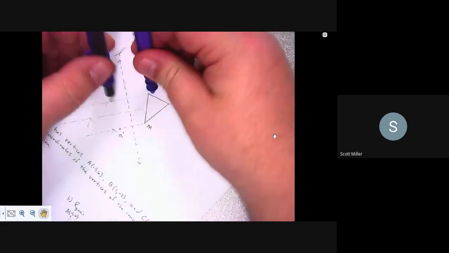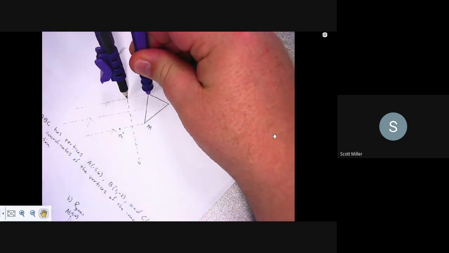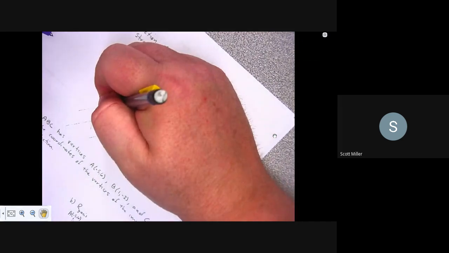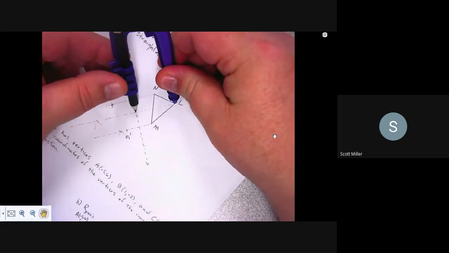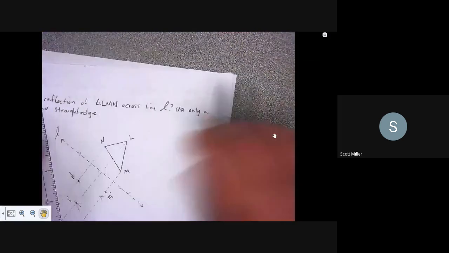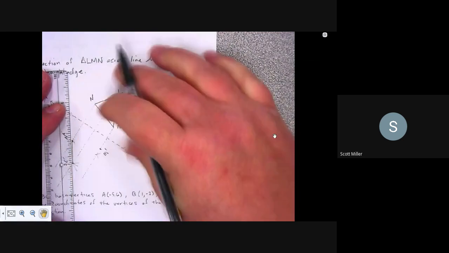We can do N. Measure that distance, and then measure the distance again. So there is N prime. And then measure L. Landed right on it. And that's L prime. And so then I can take my straight edge and I can draw this triangle. And that is how you construct a reflection.